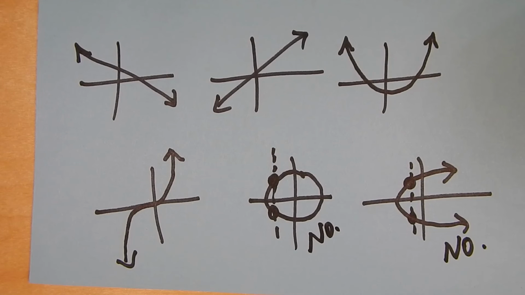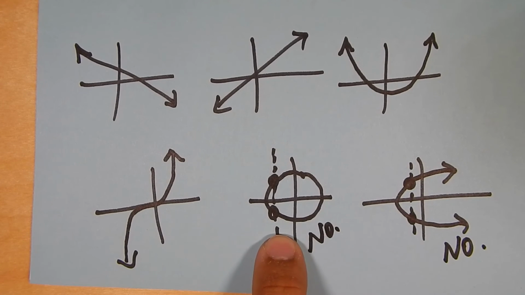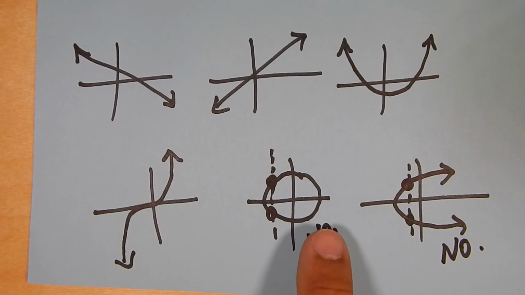So if you come across vertical line test problems, basically what it's saying is, does a vertical line drawn through any part of the graph intercept the graph in two or more places? There we go. That's the way to say it.